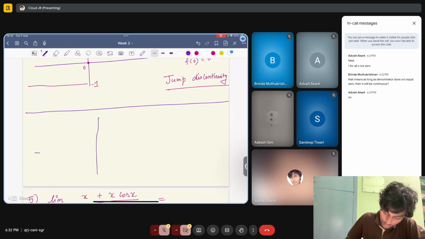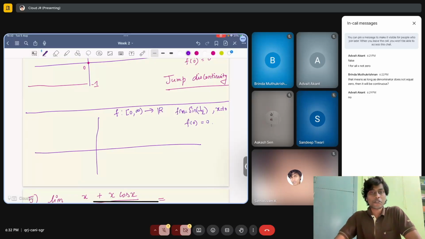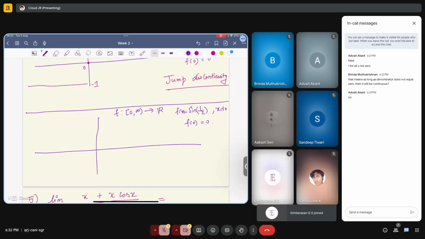So you look at this function. My function is basically sine 1 by x. The domain of the function is from minus infinity to infinity, that is R. So f(x) is sine 1 by x when x is not equal to 0, and at x equal to 0, we will write f(0) = 0. So this is my another function.